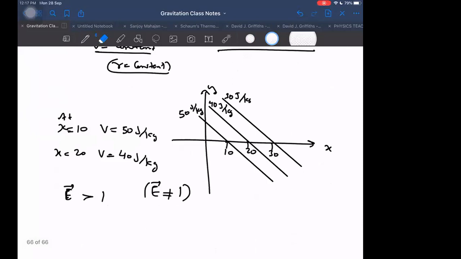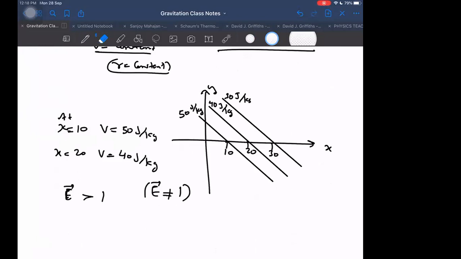Or you can think in gravity, the practical live examples. Drop anything, it will go from top to down. And the field is in which direction? Field is also top to down. And potentiality, is it decreasing in that direction or increasing? Potentiality decreases in that direction. As we go down, potentiality decreases.